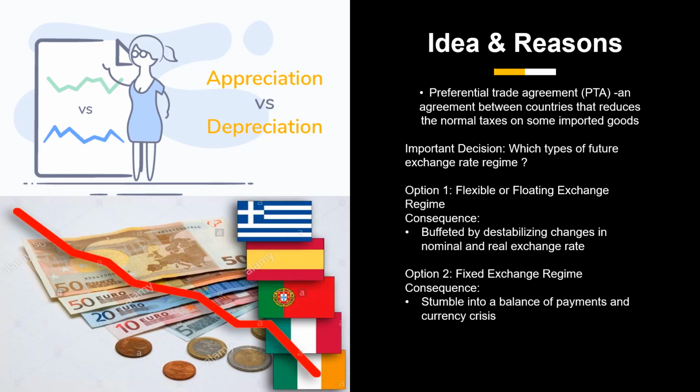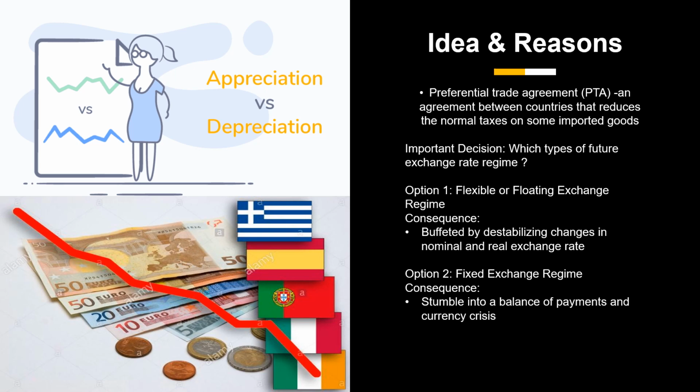After understanding the definition of monetary union, you may wonder why it is needed and what's the reason behind it. To answer this question, it can be best explained by using the concept of preferential trade agreement, PTA. So PTA is an agreement between countries that reduce the normal taxes on some imported goods. In PTA, there are some country members. So one important decision for them is to decide which type of future exchange rate regime to adopt, because they want to reduce the risk caused by the foreign exchange rate.